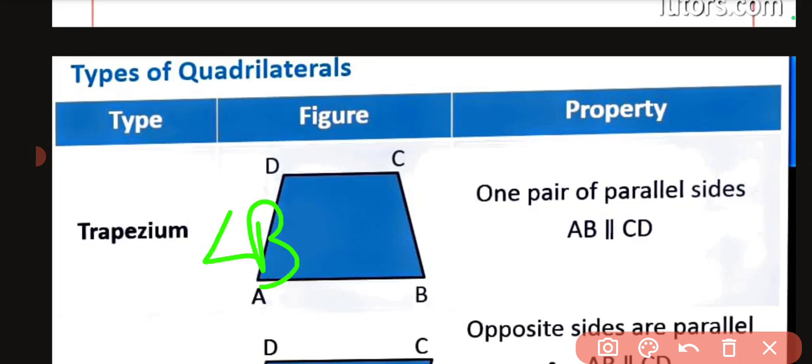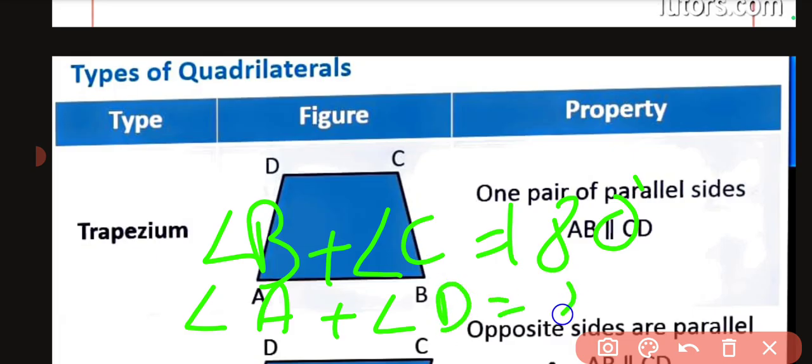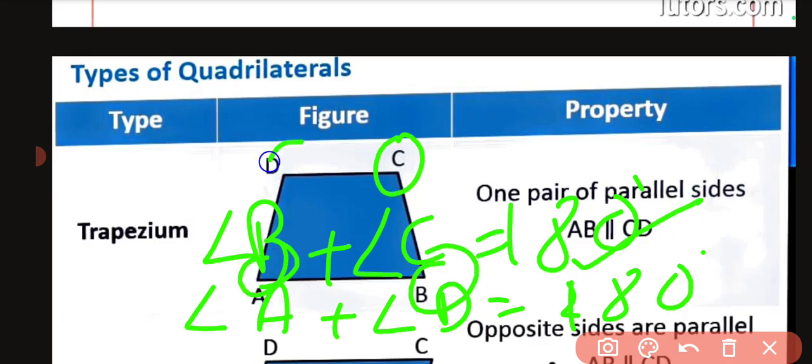For example, angle A plus angle D is equal to 180, and B plus C is equal to 180. This is very important because these properties are used in questions of exercise 3A. Clear? Sum of adjacent angles is 180, like B and C are adjacent angles, A and D are adjacent angles. One pair of sides is parallel.